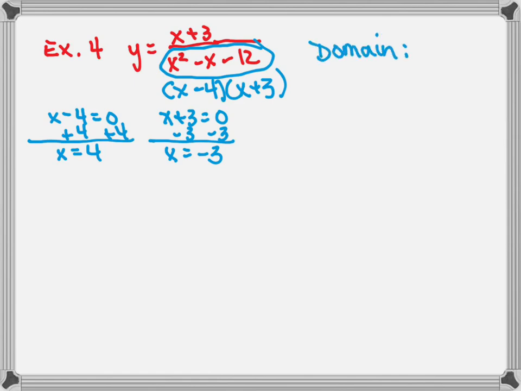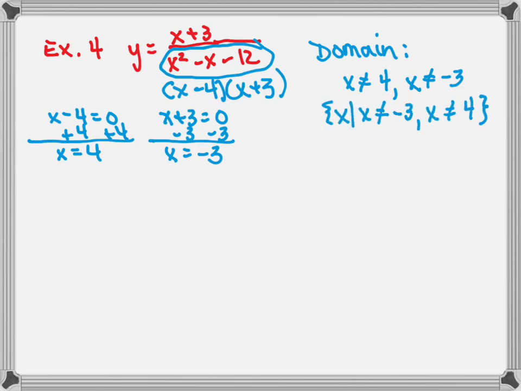Those are our excluded values, so our domain is x does not equal 4, x does not equal negative 3. Or in set notation, the set of all x values such that x does not equal negative 3 and x does not equal 4. Or in interval notation, from negative infinity up to negative 3, our lowest excluded value, union negative 3 to 4, which is our next excluded value, union 4 to infinity.